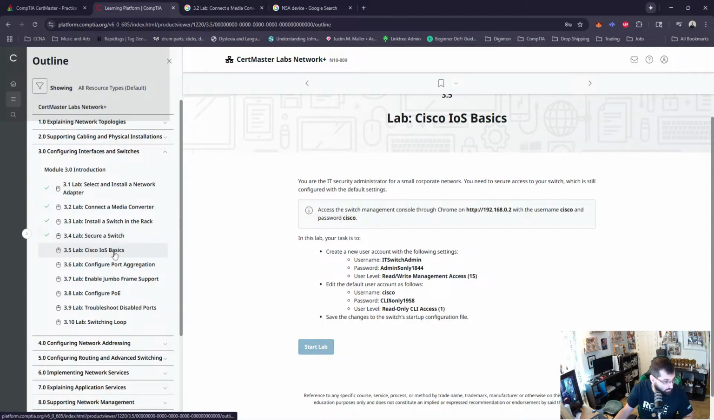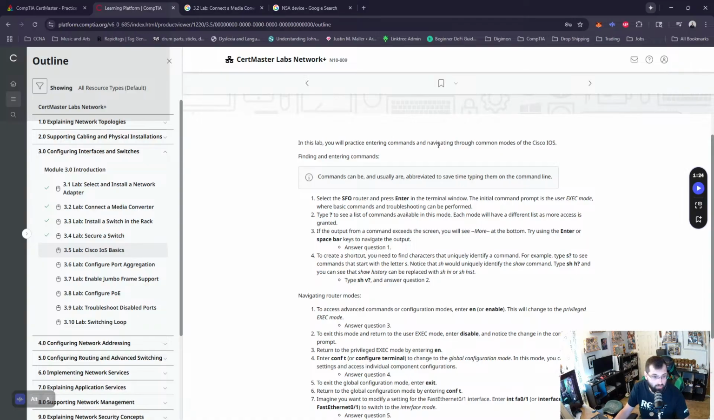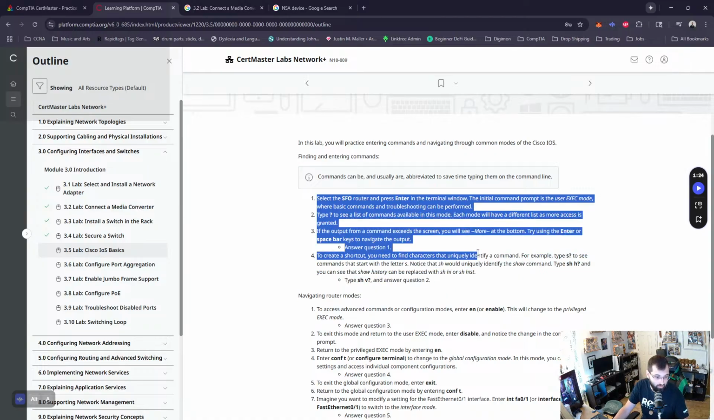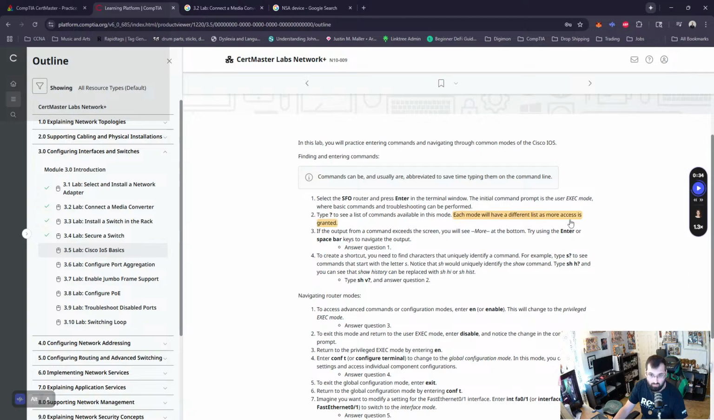Okay. In this lab, you are practicing entering commands to navigate through the command modes. Okay, it's been a while since I've done this. Select the SFO router and press enter in the terminal window. The initial command prompt is the user exec mode, where basic commands and troubleshooting can be performed. Type a question mark to see a list of commands available in this mode. Each mode will have a different list as more access is granted. If the output from a command exceeds the screen, you will see More at the bottom. Try using the enter or spacebar keys to navigate the output.